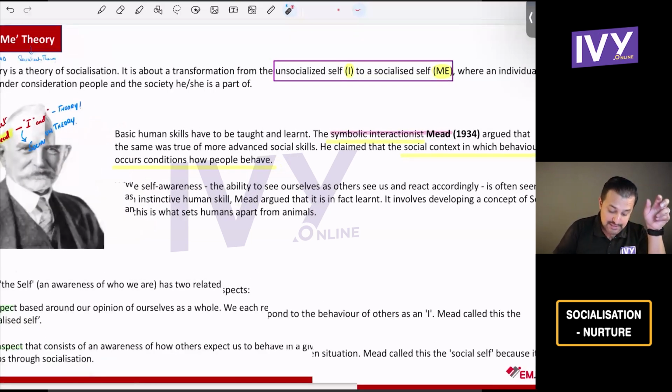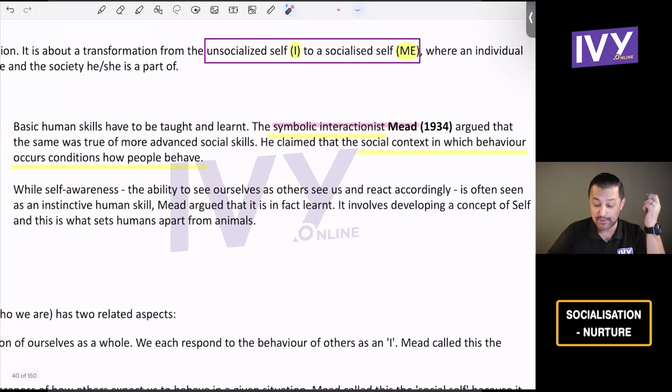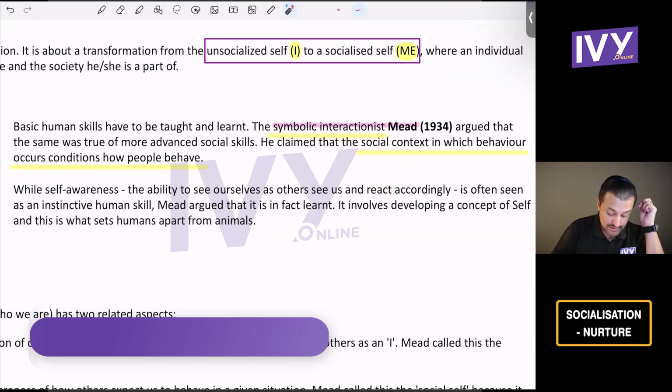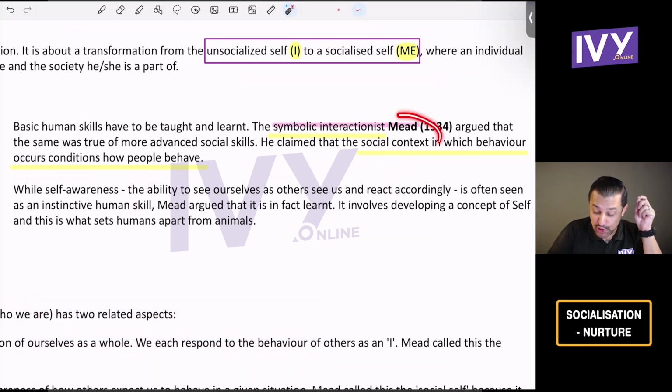Now, basic human skills have to be taught and learned. The symbolic interactionist Mead, that is George Herbert Mead, in 1934 argued that the same was true of more advanced social skills. He claimed that the social context in which behavior occurs conditions how people behave. So, according to Mead, the social context in which a particular behavior occurs conditions how people behave. We have an amazing example on the next slide that would help you understand this part really well.